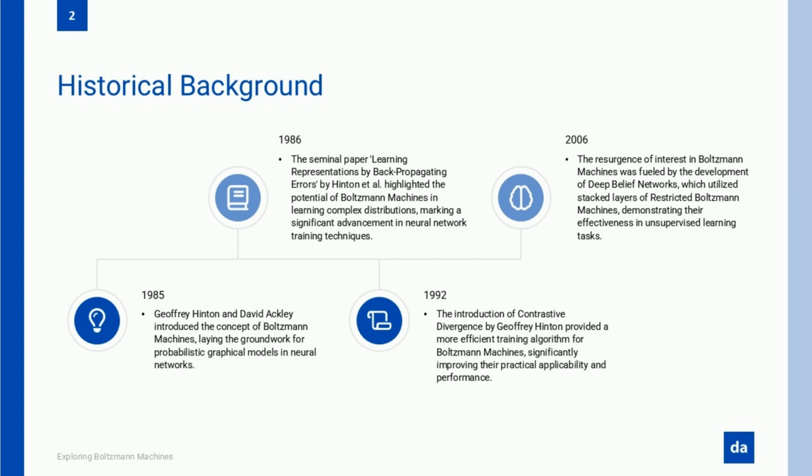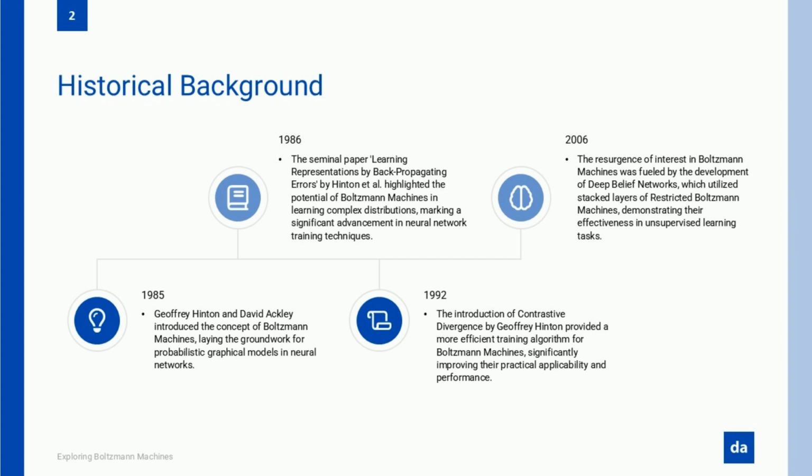Now, let's take a step back and talk about where Boltzmann machines actually come from, because like any great innovation, they didn't just appear out of nowhere. Their story is tied to some of the biggest breakthroughs in neural networks and machine learning. It all started in 1985 when Geoffrey Hinton and David Ackley introduced the concept of Boltzmann machines. They were inspired by statistical mechanics, yes, the kind used in physics, to create a network that could learn by adjusting the interactions between neurons.